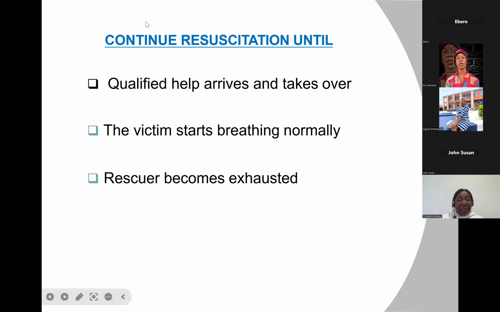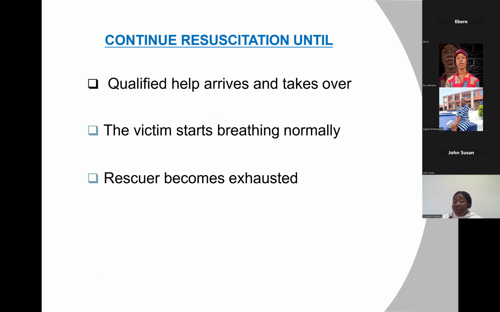So let's continue. Continue resuscitation, continue this CPR, continue the rescue breath until qualified help arrives and takes over from you. Also, you can stop if you notice that this victim has started breathing normally. You don't need to continue. Like the 2 that I personally delivered the CPR to, they came back normally. The heart rate and the respiration both came back.